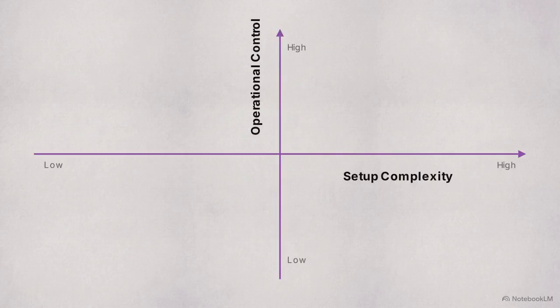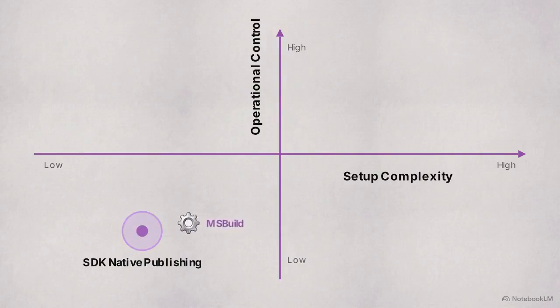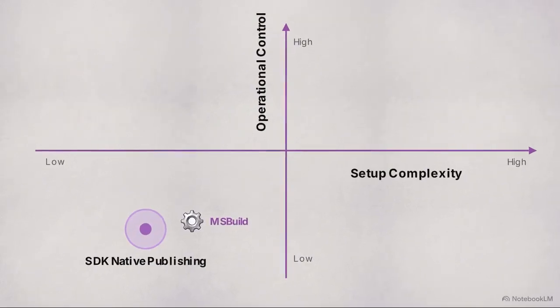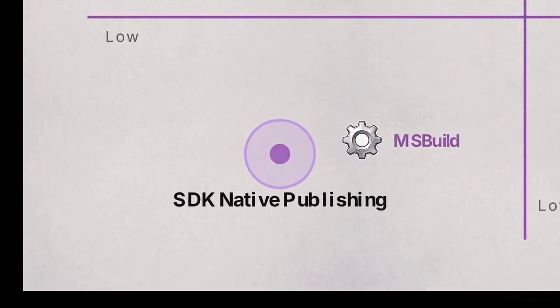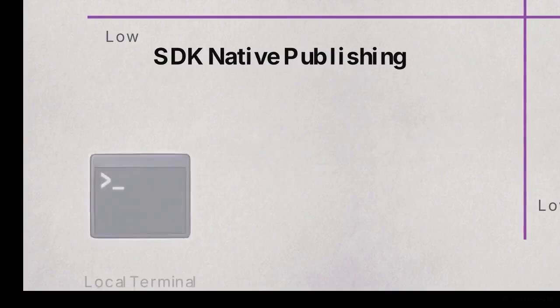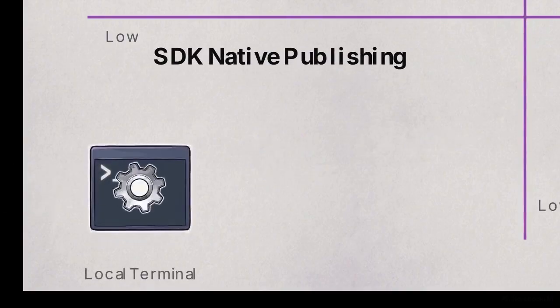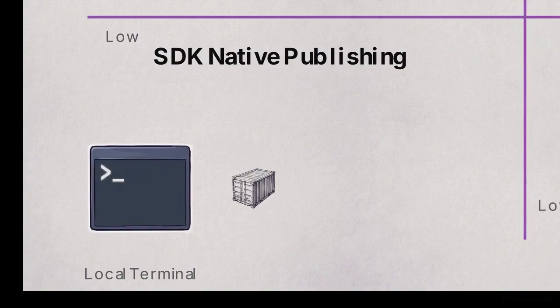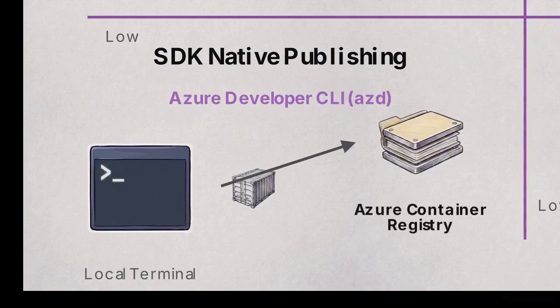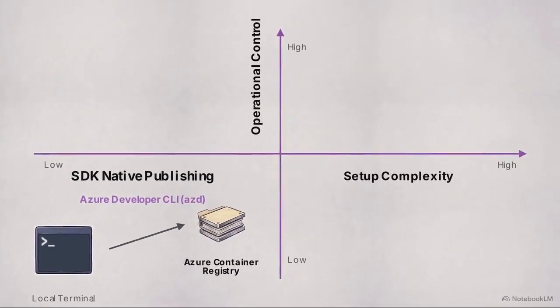This quadrant chart maps setup complexity against operational control. SDK native container publishing sits in the low complexity zone because it treats the container build as a standard part of the MSBuild process. A single terminal command compiles the code and generates the image. When you pair that with the Azure Developer CLI, or AZD, you can push those 0 config containers directly to a cloud registry without leaving your terminal.